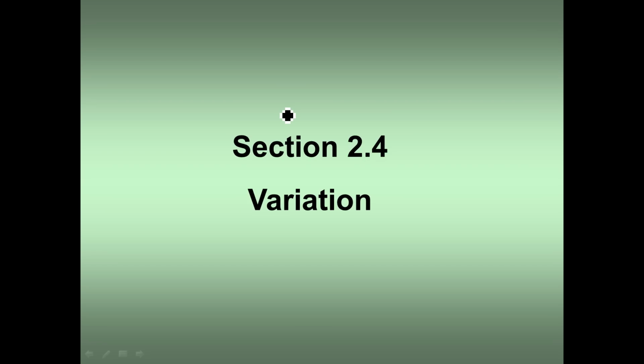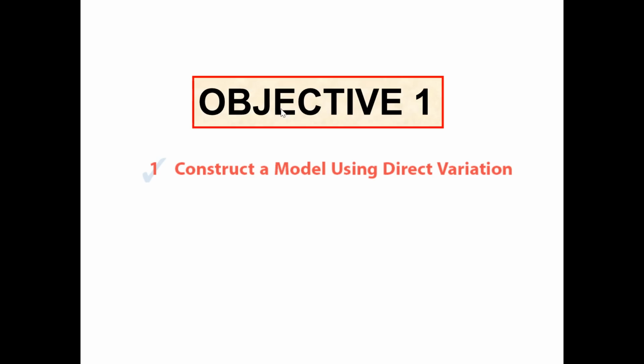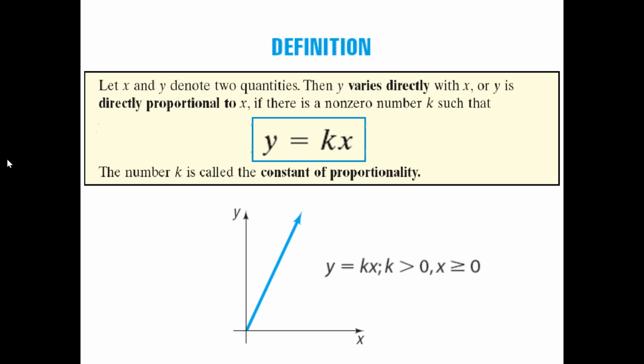All right, let's get started with 2.4, variation. Our first objective here is to construct a model using direct variation. What direct variation means is that if one variable changes, the other variable changes in the same direction. So if y goes up, then x goes up. If x was to go down, then y would go down as well.